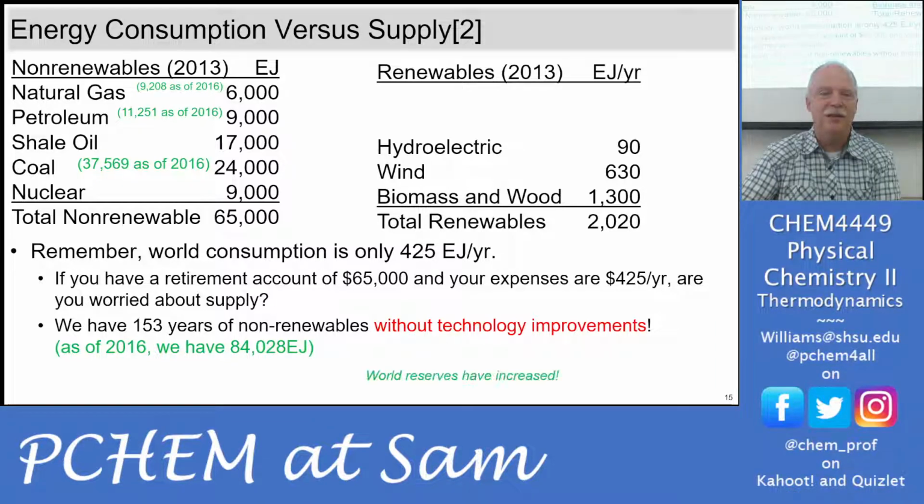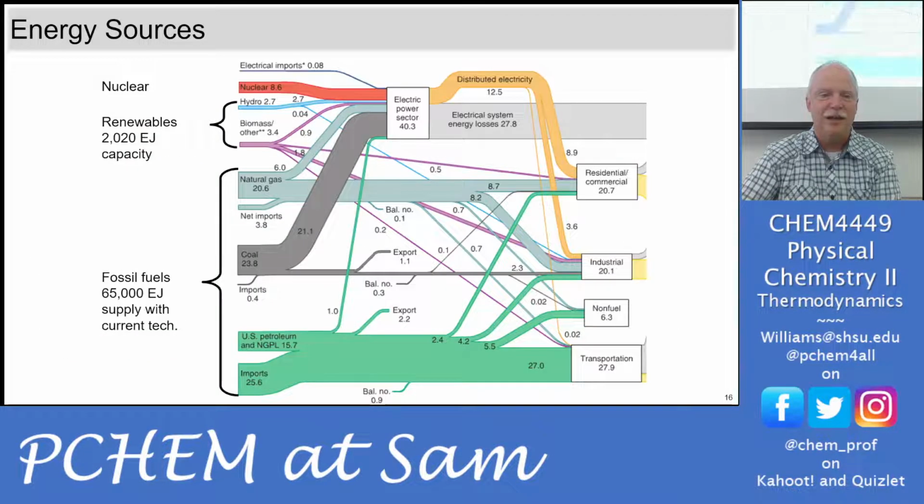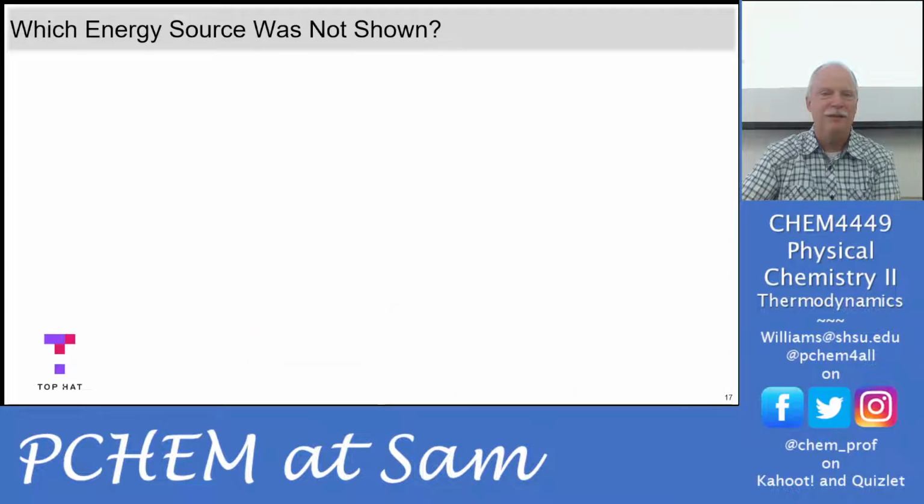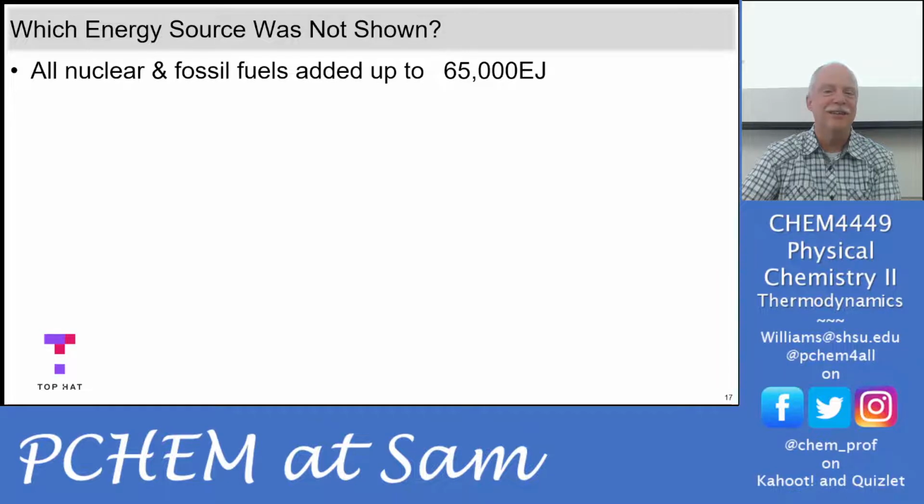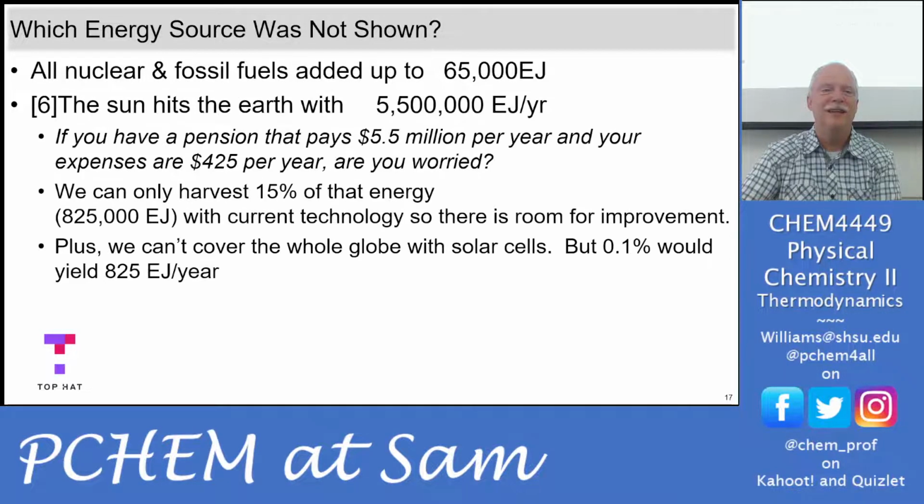But there's something not shown on here, okay? We have all of these. What's missing? What energy source was not shown? Solar. Yeah, exactly. So all nuclear and fossil fuels add up to 65,000, but the sun hits the earth with 5,500,000 exajoules per year.